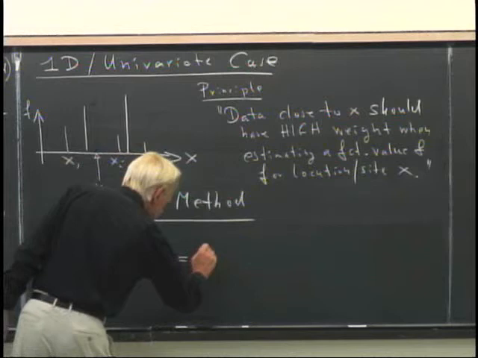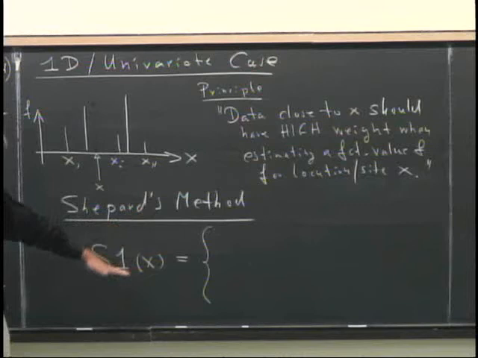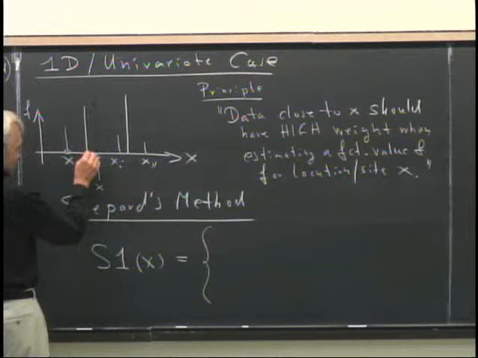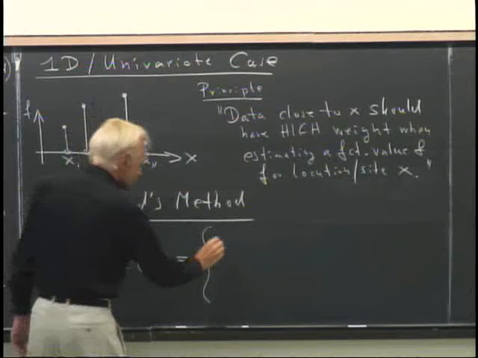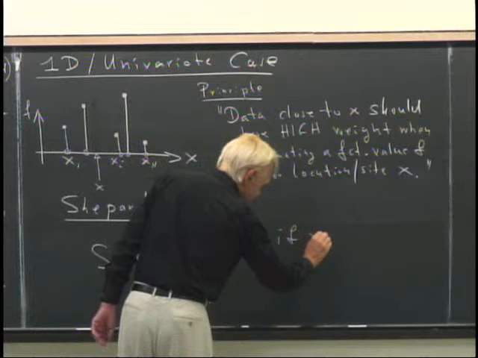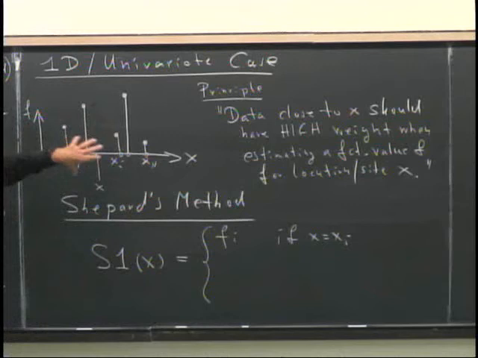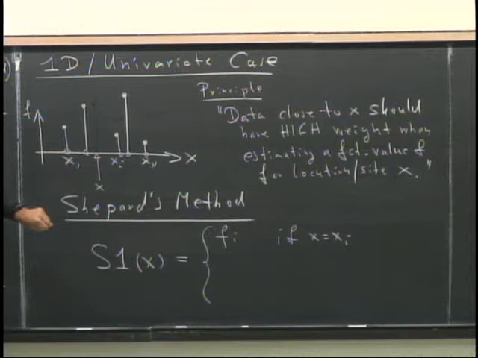Whenever I evaluate this Shepard function at one of the given sites, then I should reproduce the values there, right? At the sites, at the circles, I should be able to get the bullets back. So that's the first condition I write down. It should reproduce fi if x is one of the sites, if x is one of the xi's. And otherwise, it should be a combination of all the values in such a way that those close to me have high weight and those far away from me have low weight, using the distance as the intermediate weight.